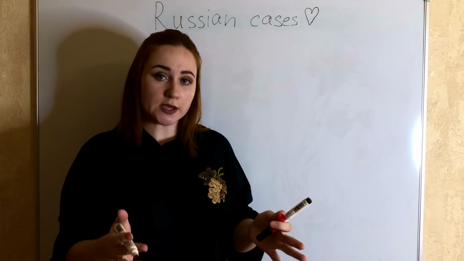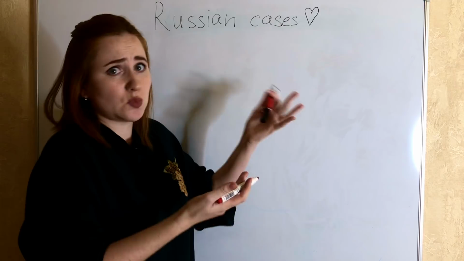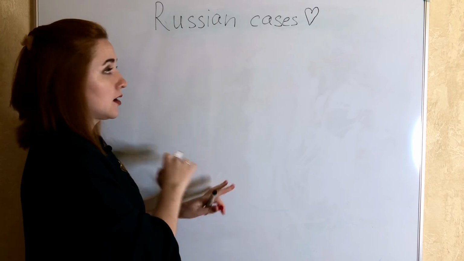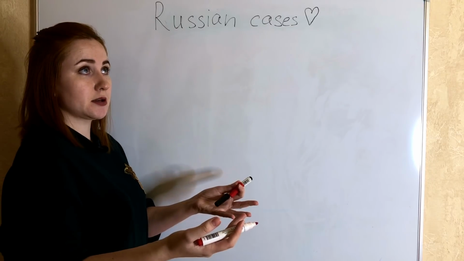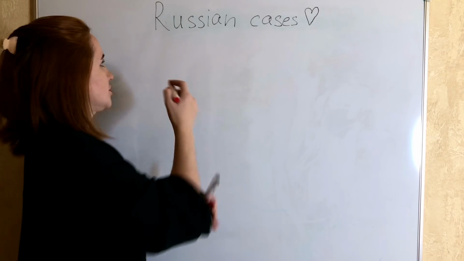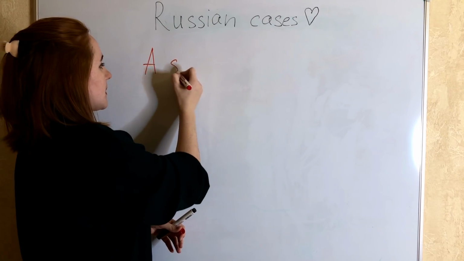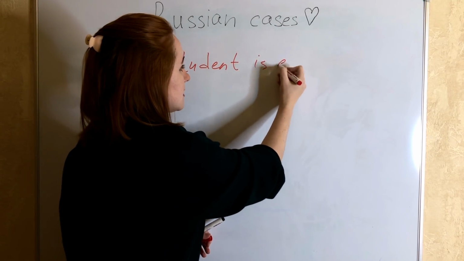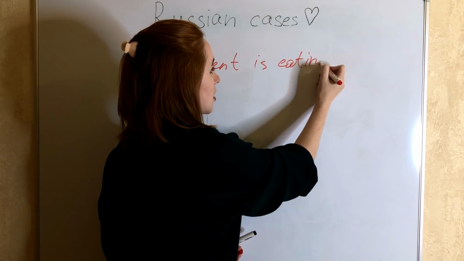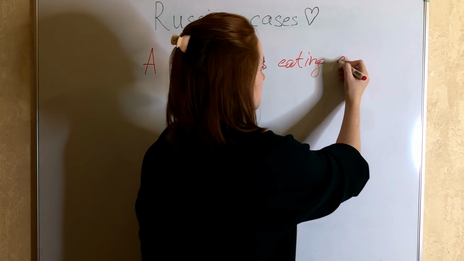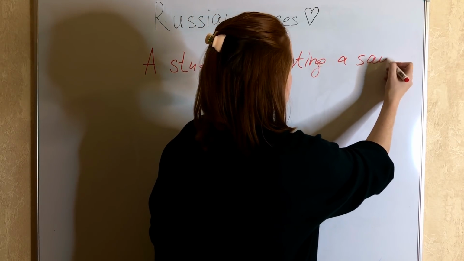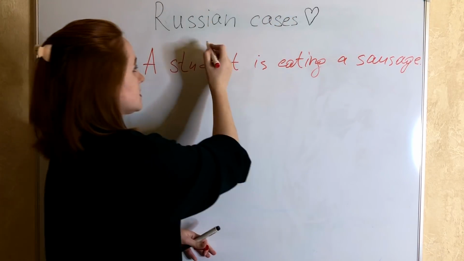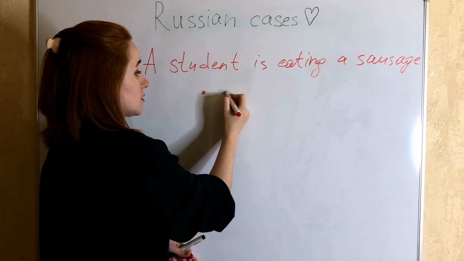And the easiest way to explain this is with examples. So let's take an English sentence. A student is eating a sausage. A student, let's write it down. A student is eating a sausage. Sausage. I hope you can see it. A student is eating a sausage.